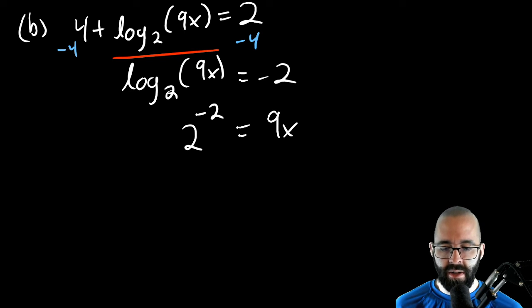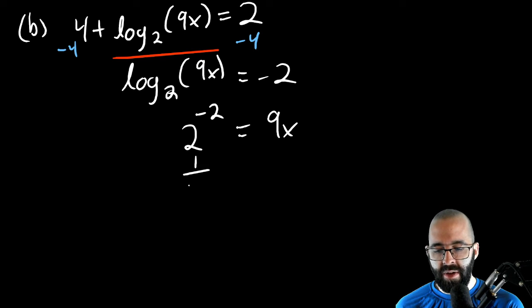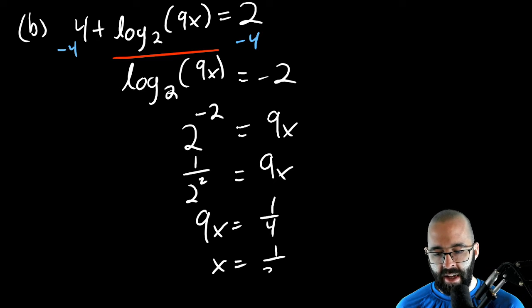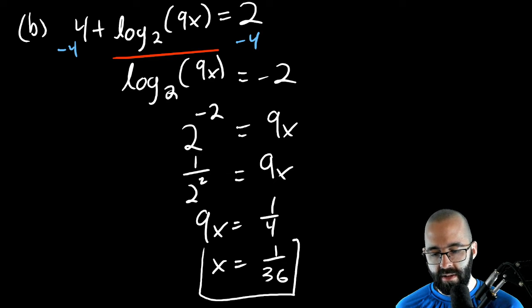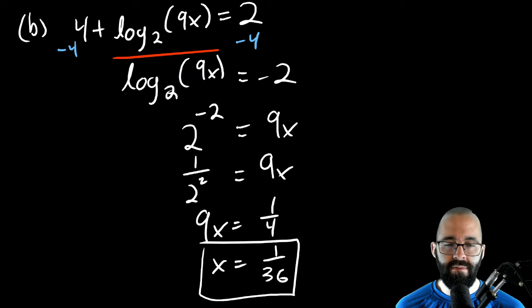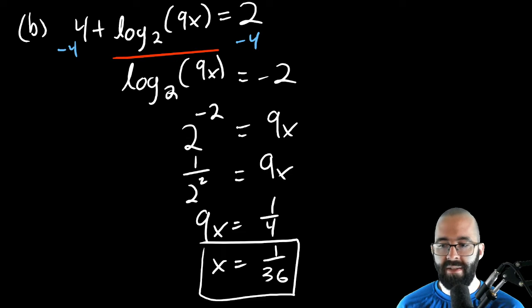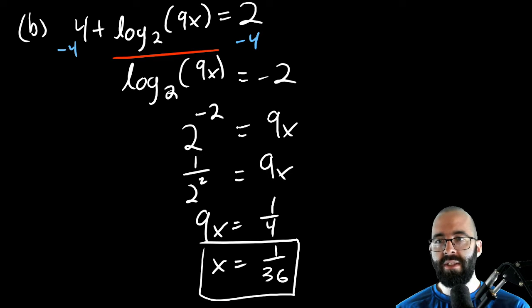Now it's a little bit more work. Negative exponent just means reciprocal. So 9x is just 1/4. Divide both sides by 9. X is 1 over 36. Not too bad. Check our answer, 1 over 36.